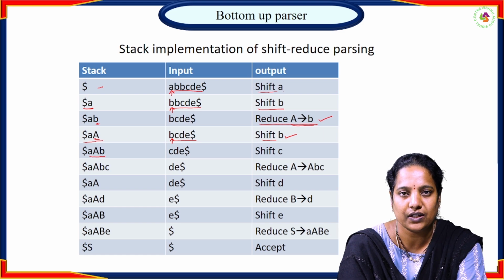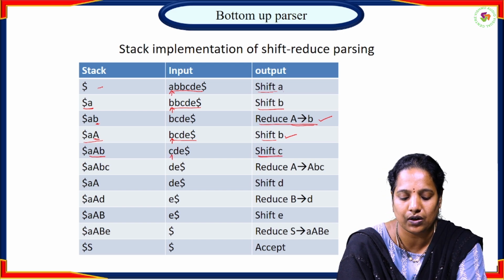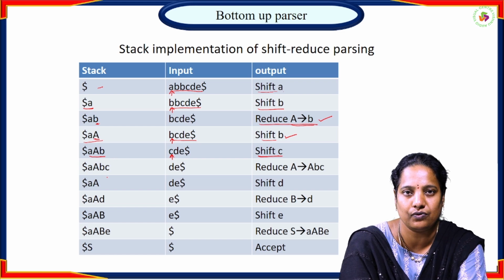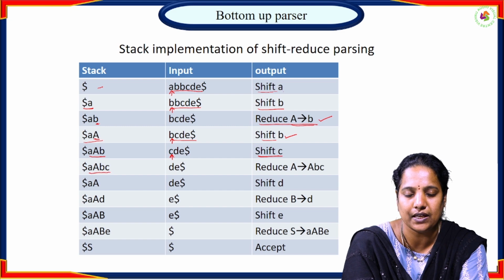Then when we observe the stack contents, once again it is not a handle. If it is not a handle, what do we have to do? We need to shift the next input symbol. What is the next input symbol? C is the next input symbol that we need to shift onto the stack. Then the stack contents become B, C.